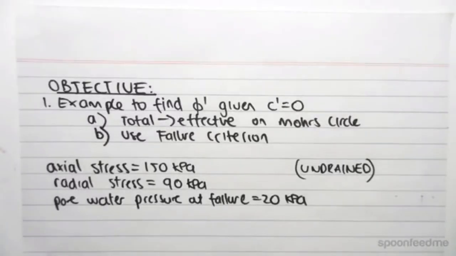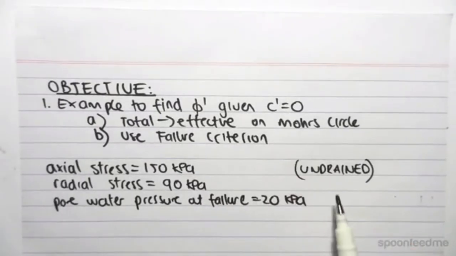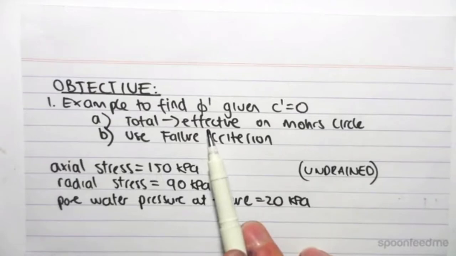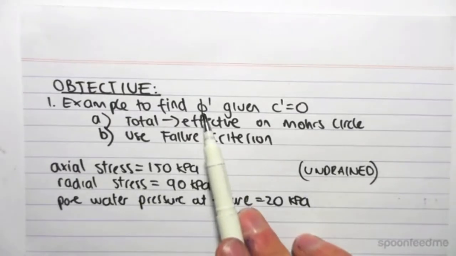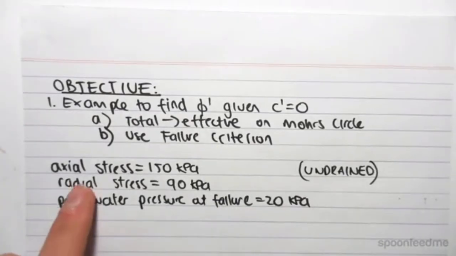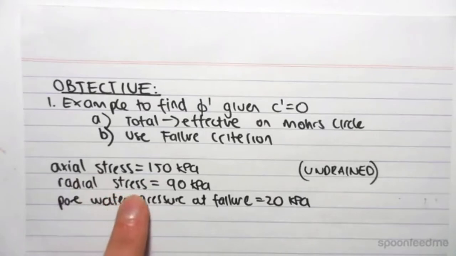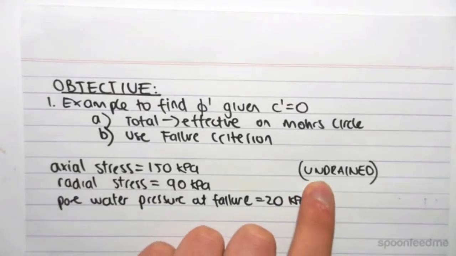Hey guys, the objective of this video is to find phi dash given c dash for an undrained case. We do that by going from the total stress to the effective stress on Mohr's circle, and then we use our failure criterion to find phi dash. In our example, the axial stress is 150 kPa, the radial stress is 90 kPa, and the pore water pressure at failure equals 20 kPa. And once again, this is an undrained case.